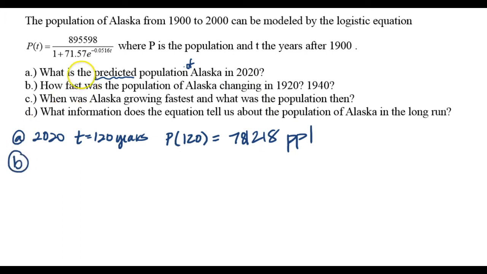Now for part B, how fast was the population of Alaska changing in 1920, and then how about in 1940? If I'm being asked how fast something is changing, I'm being asked for a rate. So I'm being asked to evaluate a derivative, the derivative of P of t, at two different times. t is the number of years after 1900, so I want P prime at 20, and I want P prime at 40.